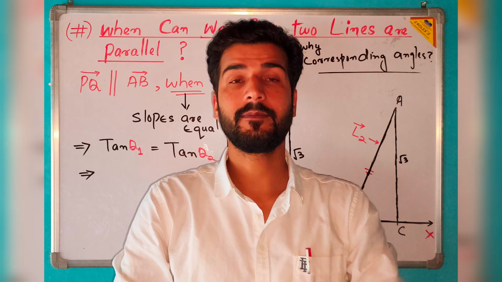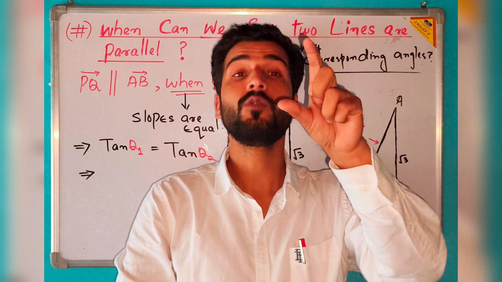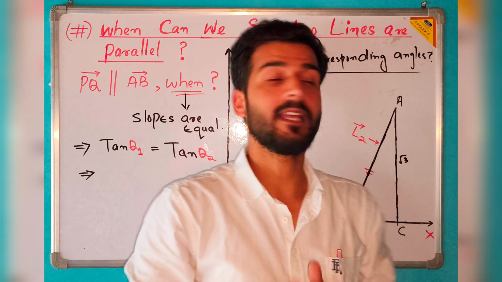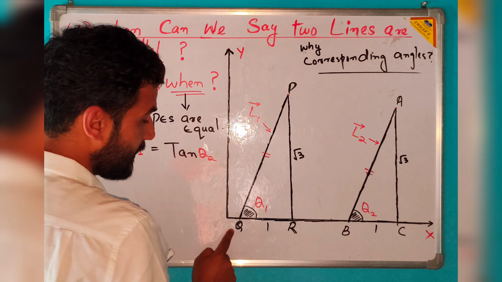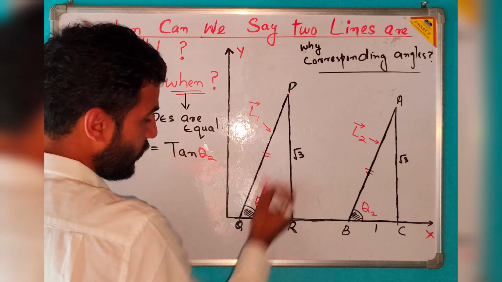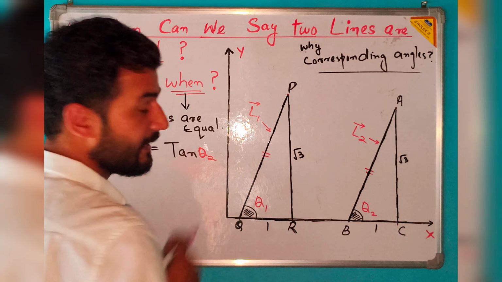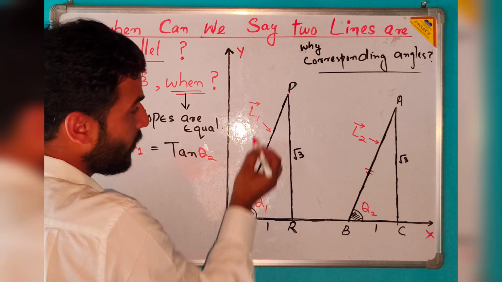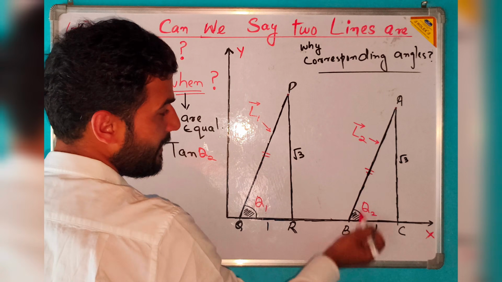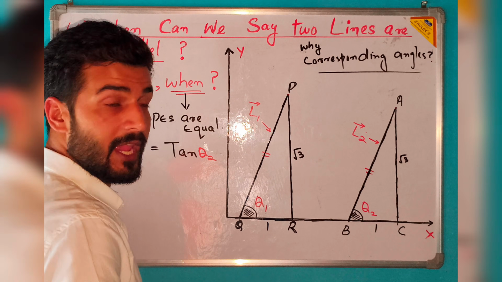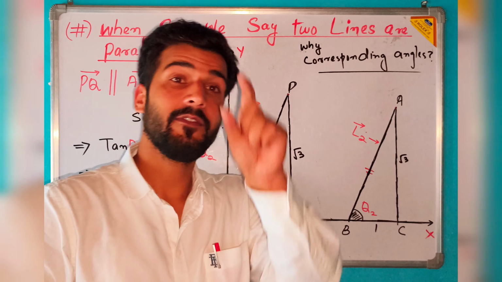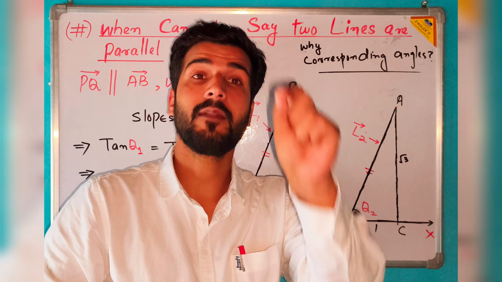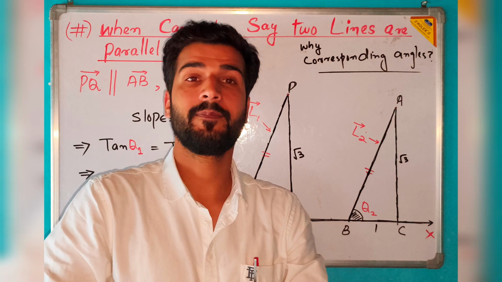So in order to prove this, that when can we say two lines are parallel, in order to prove this mathematically, let us suppose that PQ is a line and this AB is a line. And we call this PQ as L1 and this AB as L2. And we are to determine whether these two lines PQ and AB are parallel or not.